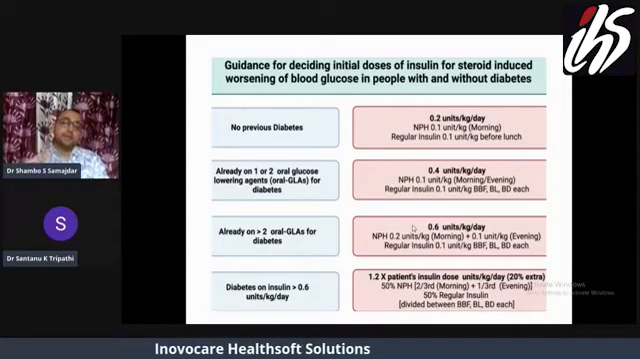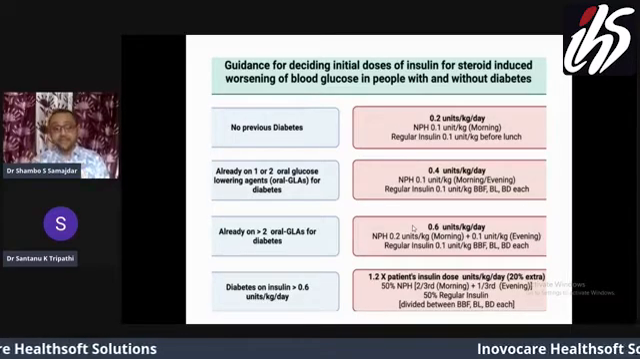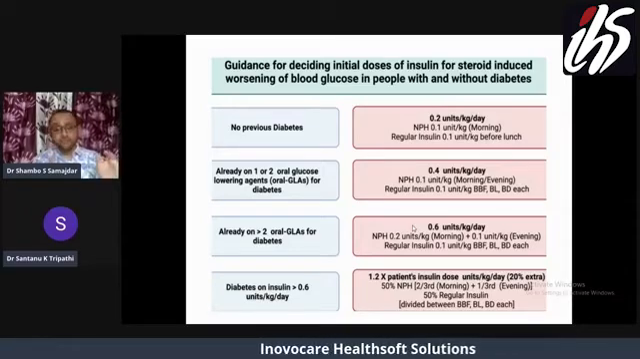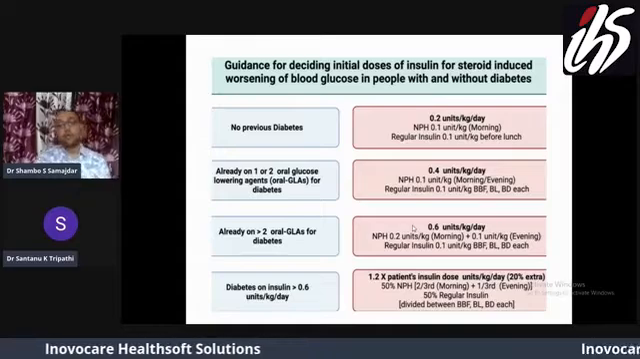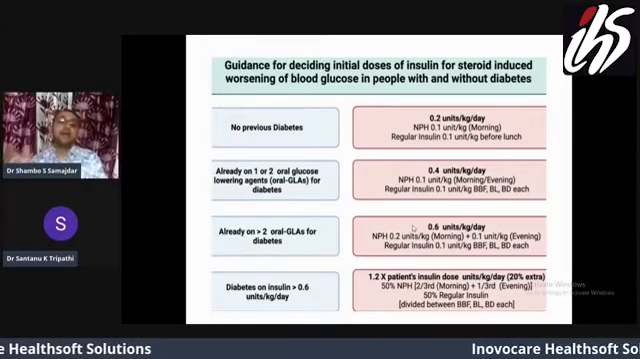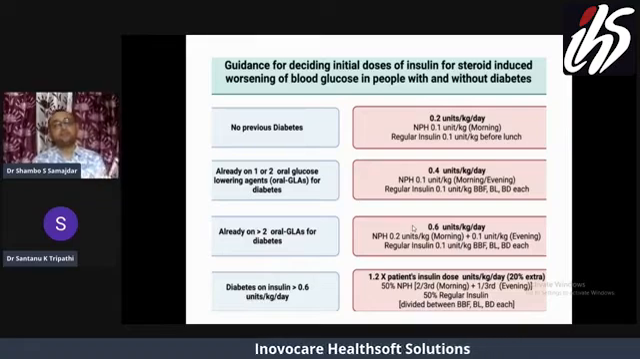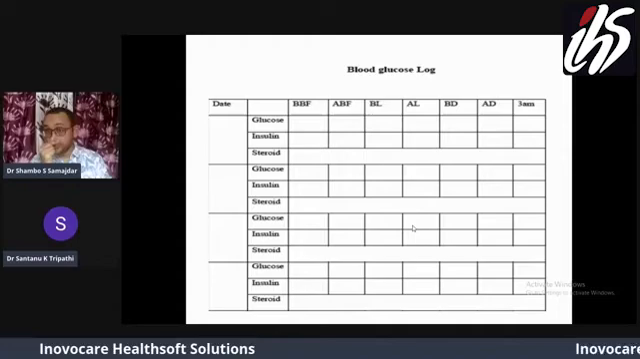So we need to multiply 1.2, and again here we need 50% NPH, and for that 2/3 of the NPH dose will be given in the morning, 1/3 will be given in the evening, and 50% regular insulin divided before breakfast, before lunch, and before dinner. And we need to monitor the sugar level.